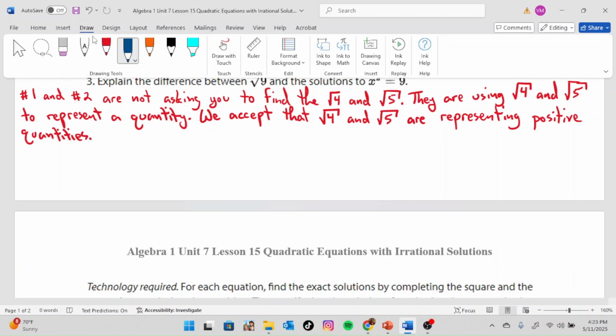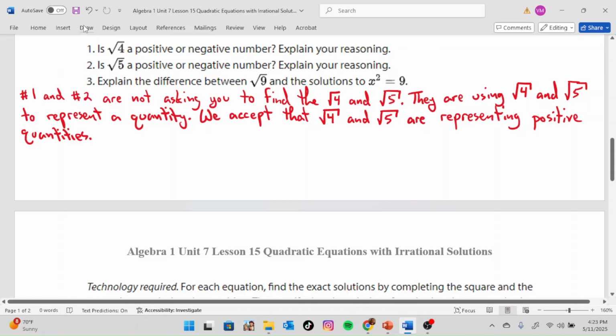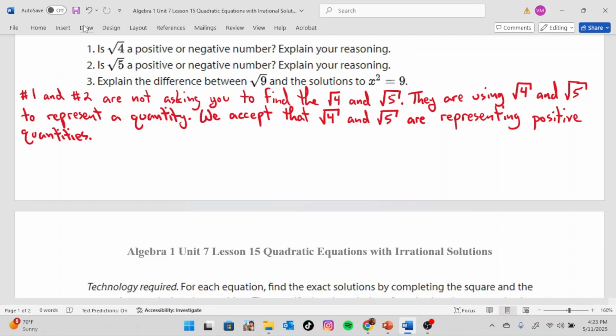So I hope that makes sense to you. And if it's still a little unclear, let's look at number 3, because number 3 is going to help explain what the tiny difference is. They want us to explain the difference between square root of 9 and the solutions to the equation x squared equals 9. And here's what that difference is. Square root of 9 is representing a positive quantity.